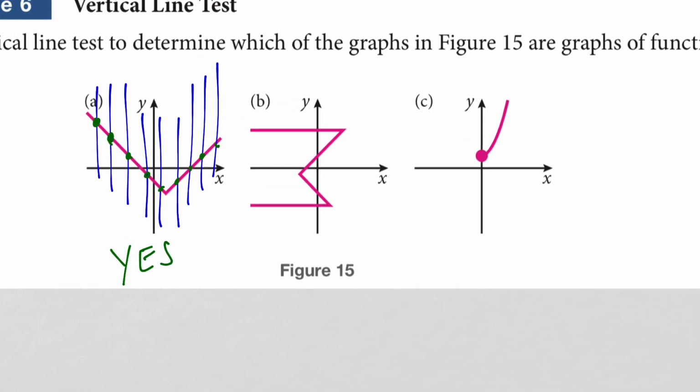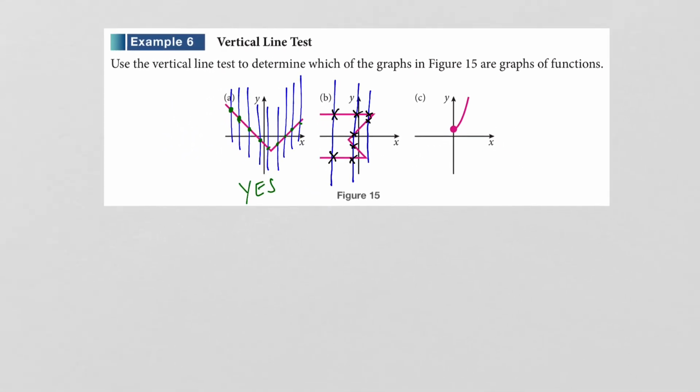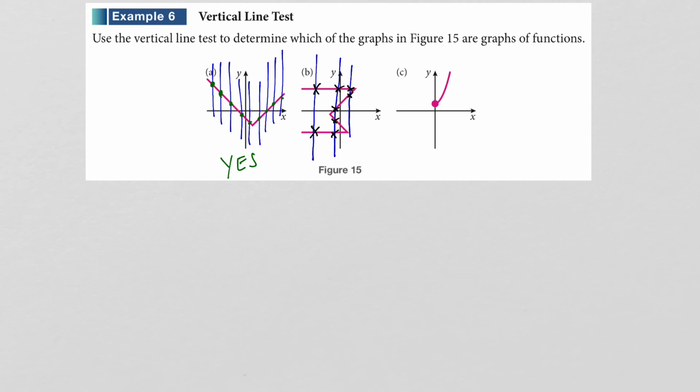Now, if you look at the next graph, you can see pretty clearly right away this is not a function, because if I draw a vertical line here, notice that it hits the graph twice. If I draw a vertical line here, notice that it hits the graph 4 times, right? And if I draw a vertical line over here, you can see again it hits the graph twice. If any vertical line hits the graph more than once, it is not a function. So this one is not a function.